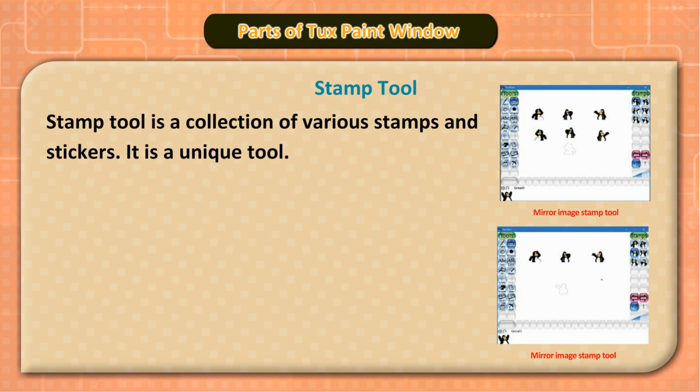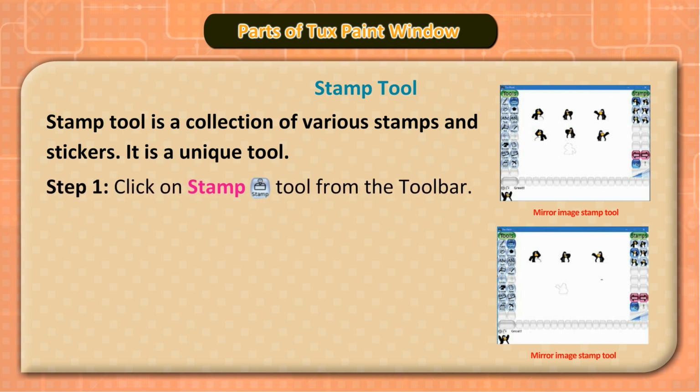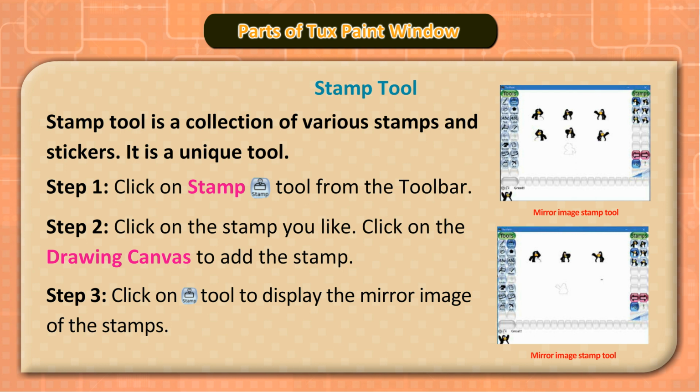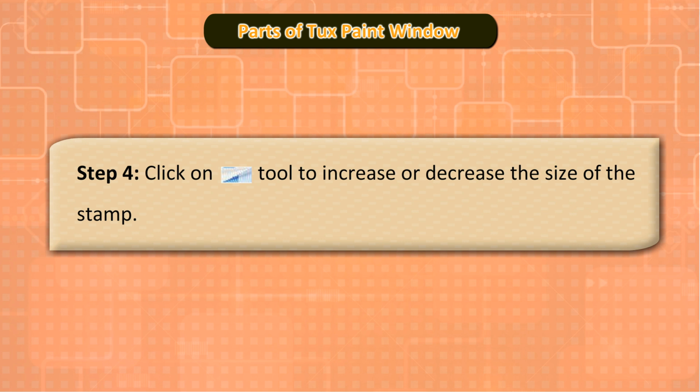Stamp tool. The Stamp tool is a collection of various stamps and stickers. It is a unique tool. Step 1. Click on the Stamp tool from the toolbar. Step 2. Click on the stamp you like. Click on the drawing canvas to add the stamp. Step 3. Click on the tool to display the mirror image of the stamps. Step 4. Click on the tool to increase or decrease the size of the stamp.